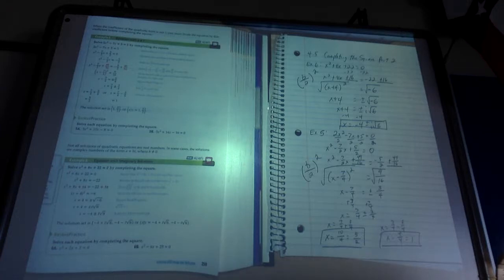Just wanted to show you what happens when A isn't 1. Something that you can add into your notes, kind of part 2 of completing the square. And it's crazy. This is getting you through Thanksgiving.